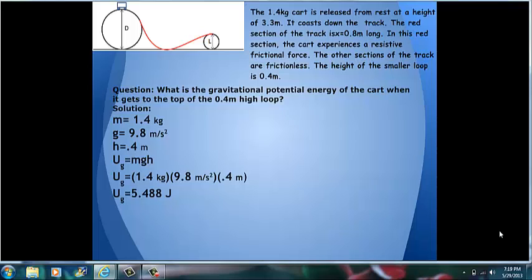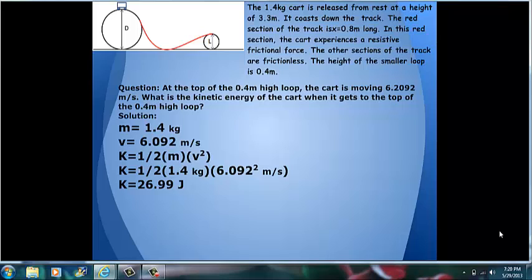The next question is, what is the gravitational potential energy of the cart when it gets to the top of the 0.4 meter high loop? The solution to this is the same equation, Ug equals mgh. M is the same, g is the same, and h is changed because it's at the 0.4 meter high loop. So then you get Ug equals 1.4 times 9.8 times 0.4, and you get a total of 5.88 joules.